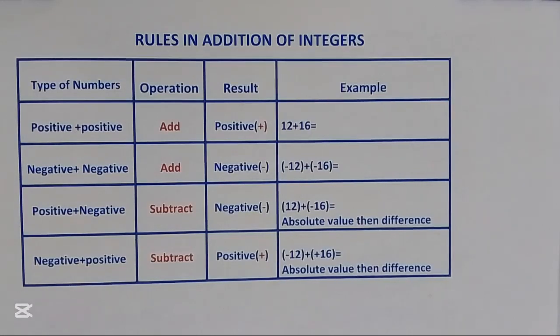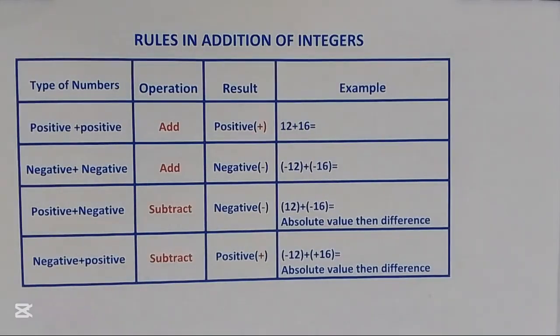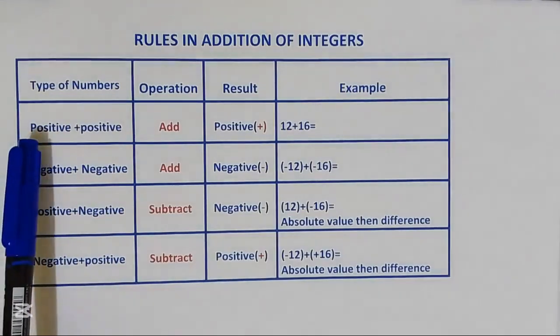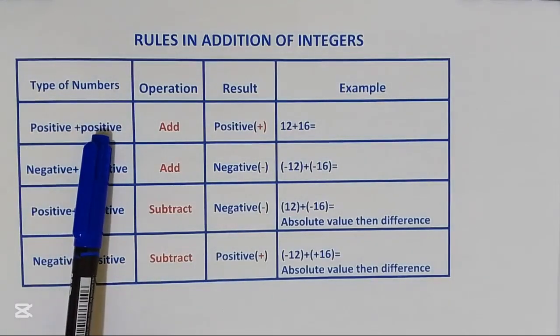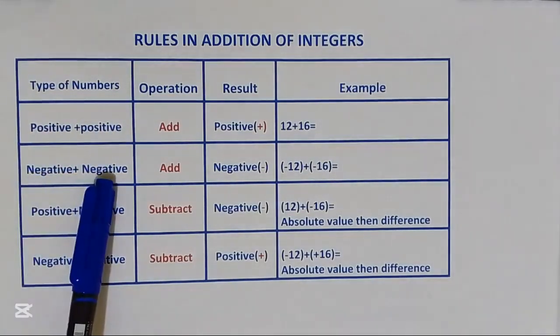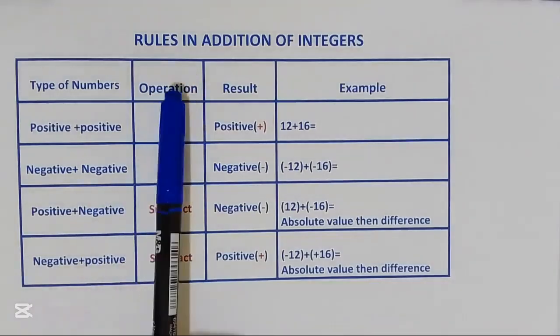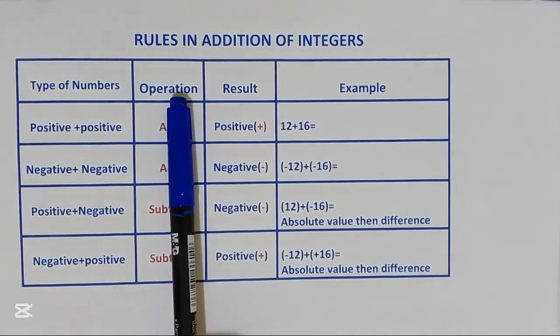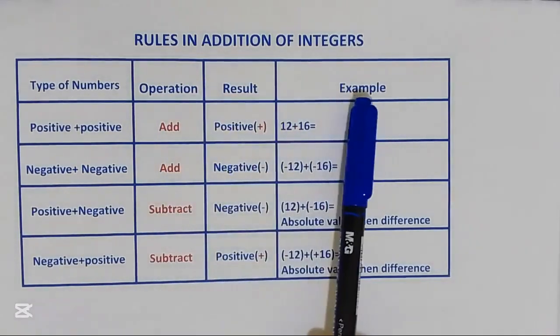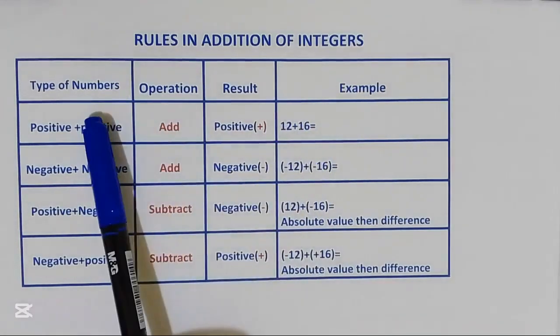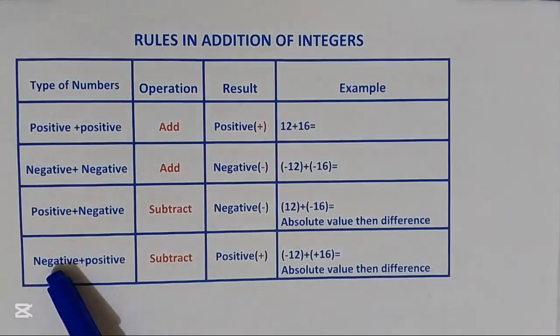Today we are going to look at the rules of integer addition. Here we are going to see the types of numbers, either we are adding positive and positive numbers, or negative and negative, positive and negative, negative and positive. We are going to see also the operation that you are going to do, the result, and we have examples that are going to lead us through all these scenarios.